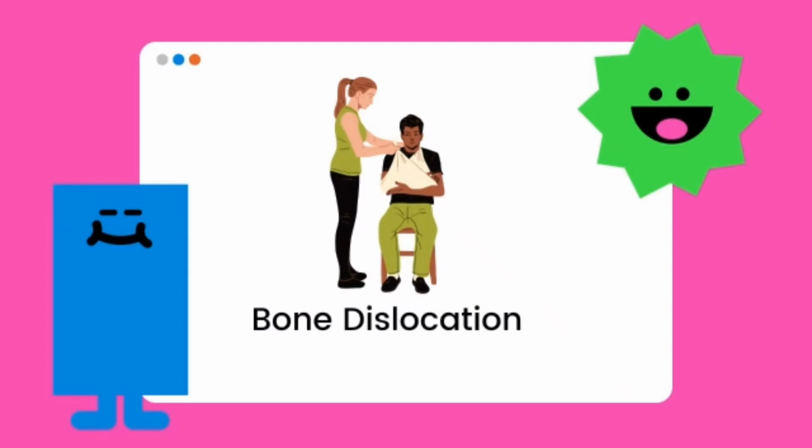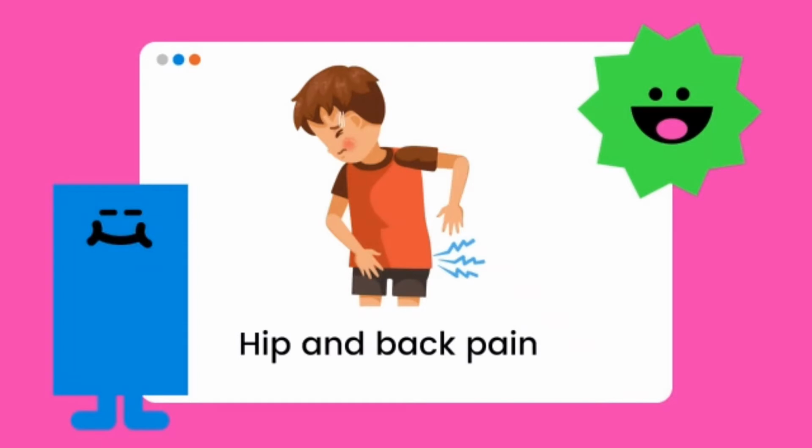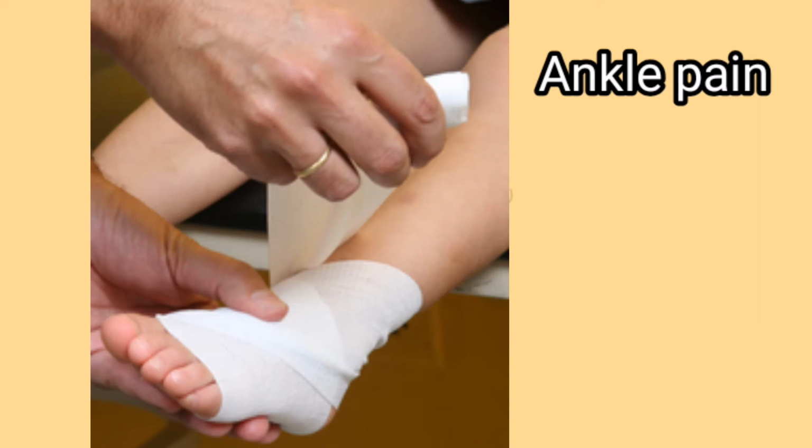Three, bone dislocation. Bone dislocation is when a bone slips out of a joint. A joint is where two bones meet. Four, hip and back pain. This is caused as a result of the overstretch of the hip and back muscles. Five, ankle pain. This is a pain that occurs around your feet or your calf area.